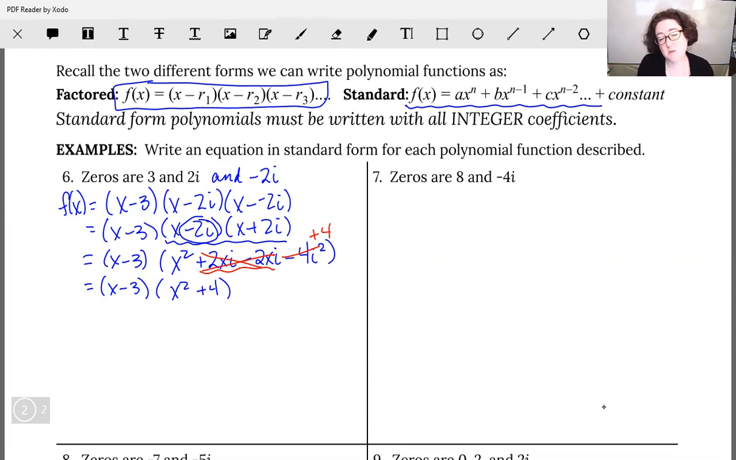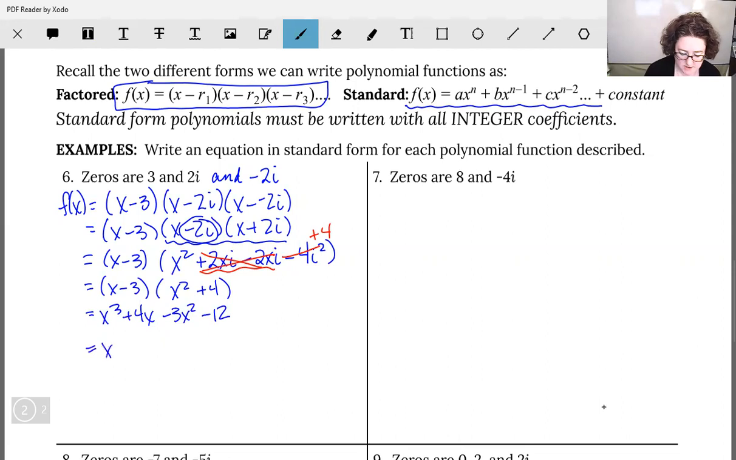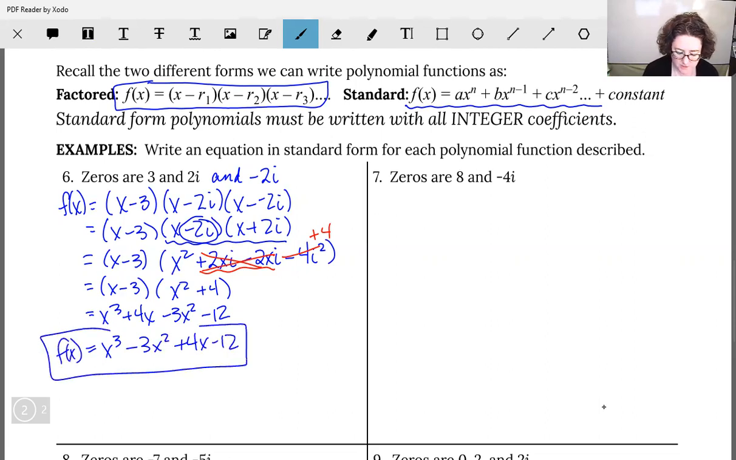So now I just need to multiply through with that x minus 3. Again, distribute out your x. We'll get an x cubed plus 4x, and then the negative 3 gives minus 3x squared minus 12. And then I'm going to write it in standard form, which means descending exponents. So x cubed minus 3x squared plus 4x minus 12. And there is our final function with all integer coefficients.